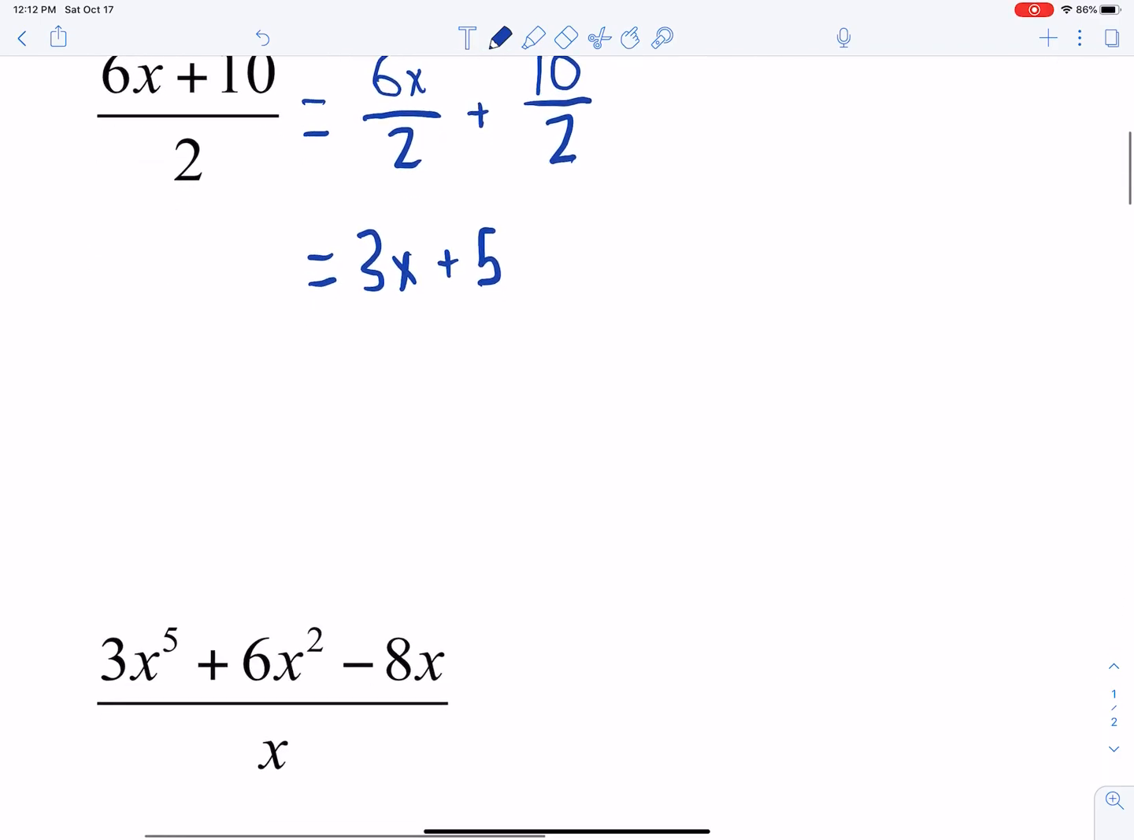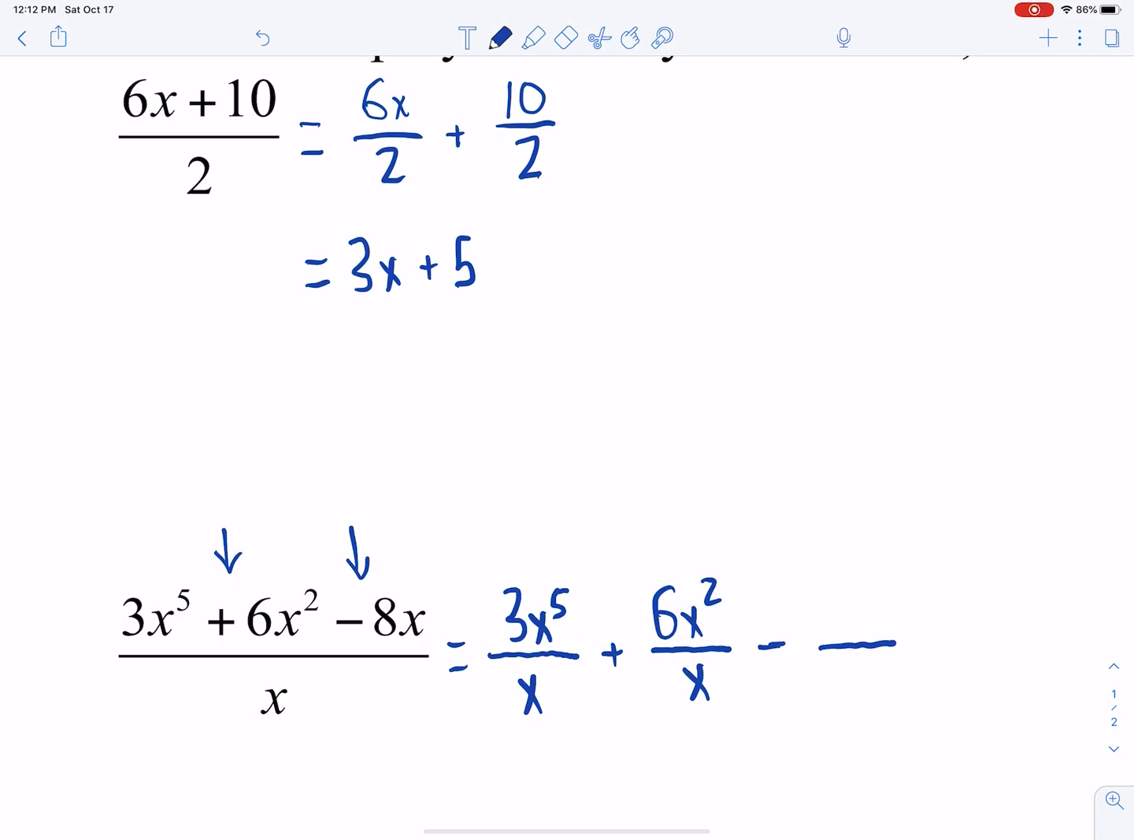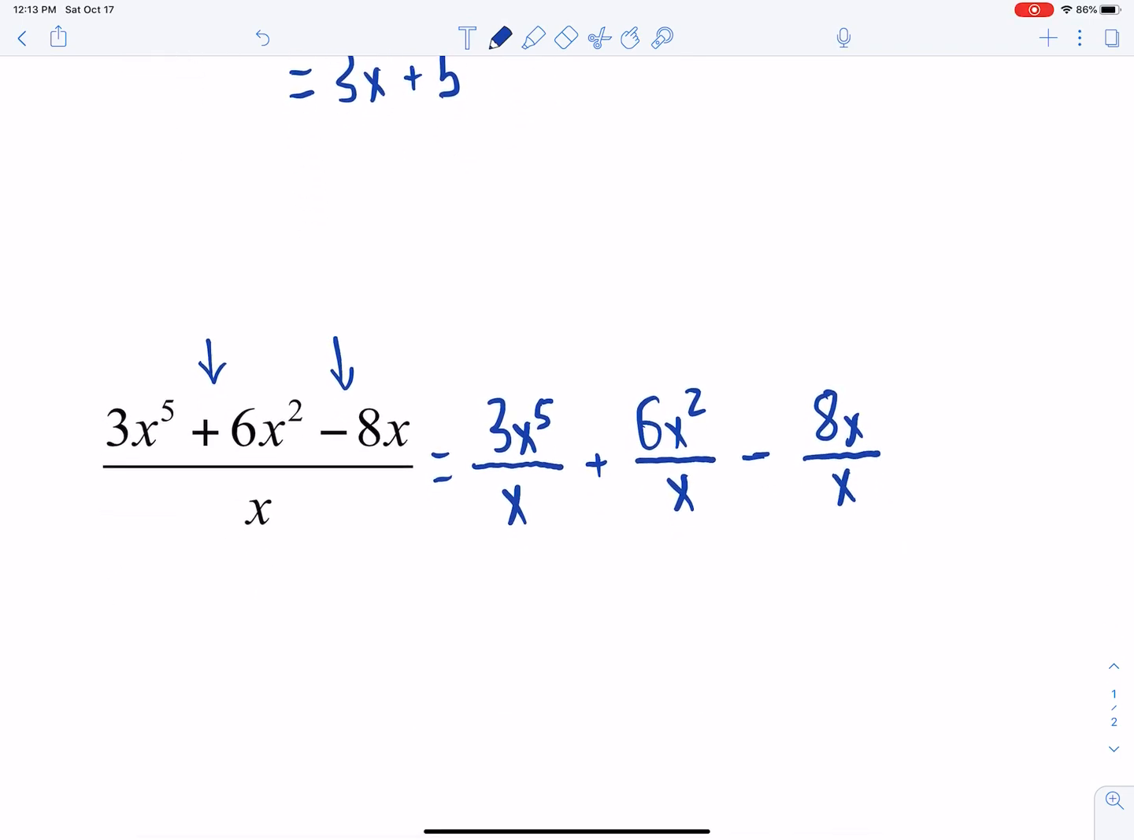Let's try that with one here that's got a few more variables in it. Here we've got 3x to the fifth plus 6x squared minus 8x divided by x. There's three terms on the top, so when we split it up, we're going to have three fractions. A fraction plus a fraction minus a fraction. Those plus and minus signs come from those signs in between the terms on the top. So we're going to have 3x to the fifth divided by x plus 6x squared divided by x minus 8x divided by x. Some people do this step in their head. I encourage you to write it down.